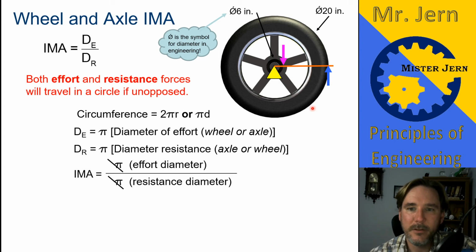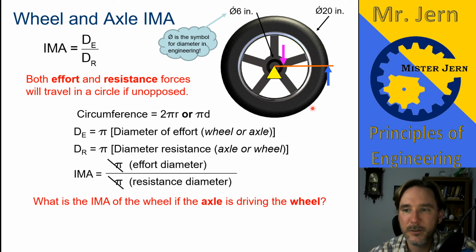So what's going to happen is when you take those and divide them by each other, the pi is going to cancel out, and you just, again, take the effort diameter divided by the resistance diameter. So whichever is the effort, take its diameter divided by whatever the resistance diameter is. So if in this case the axle is driving the wheel, what would the IMA be? The axle is 6 inches in diameter. The wheel is 20 inches in diameter. Okay, so the axle is driving the wheel.